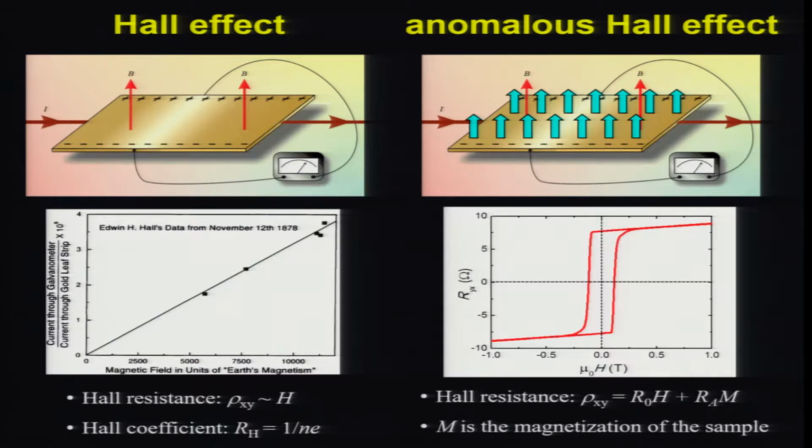This is the Hall effect discovered by Hall 140 years ago, where the Hall resistance is linearly proportional to the magnetic field. Two years later, Hall measured magnetic materials and discovered the so-called anomalous Hall effect. Basically, the difference is that even in zero magnetic field, there's a finite Hall resistance, which is proportional to the magnetization of the sample. So there's a hysteresis loop.